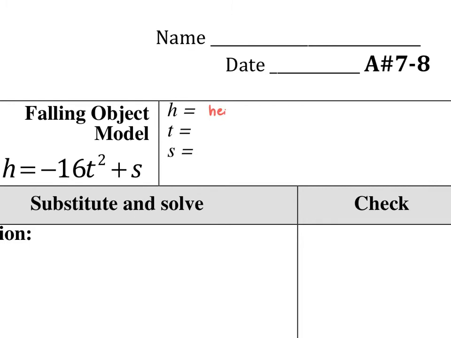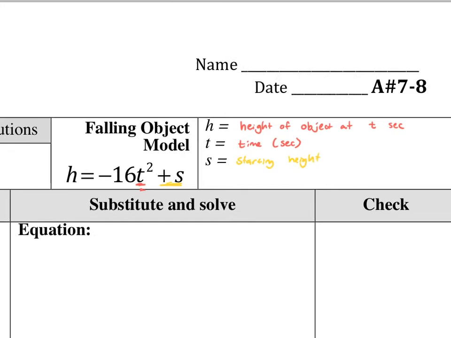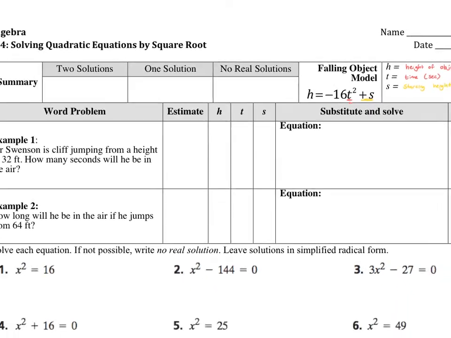H means the height of the object at t seconds. So after 1 second, you put a 1 into there. After 2 seconds, put a 2 into there. T, of course, is time, and in general, it's in seconds. And S means the starting height. So if you're up 6 floors, then you're at 60 or 50 feet, depending on what part of the floor you're on. All right, so let's walk through this.